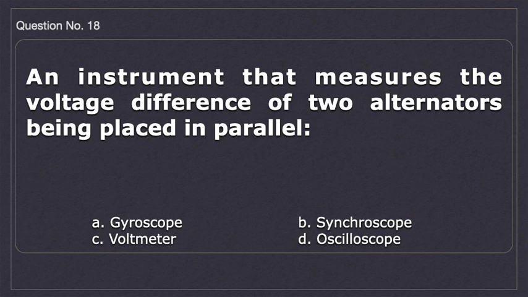Question number 18. An instrument that measures the voltage difference of two alternators being placed in parallel. A. Gyroscope, B. Synchroscope, C. Voltmeter, D. Oscilloscope. Answer: B. Synchroscope.